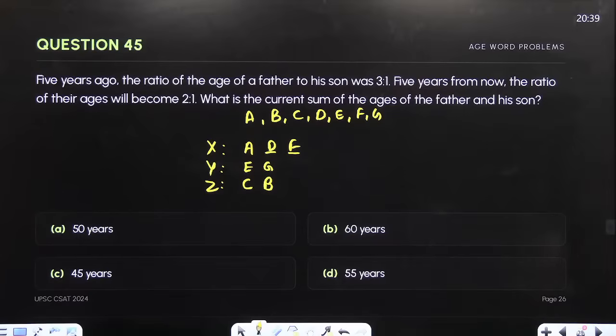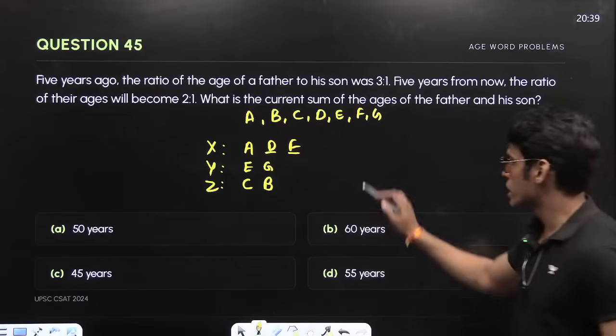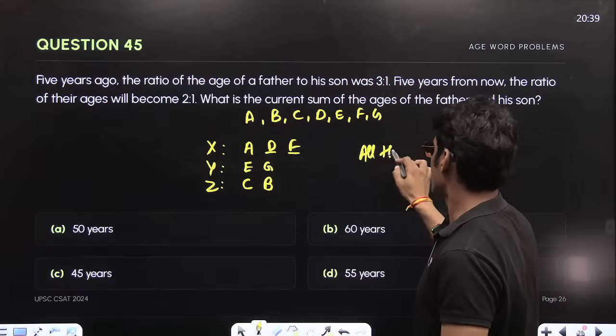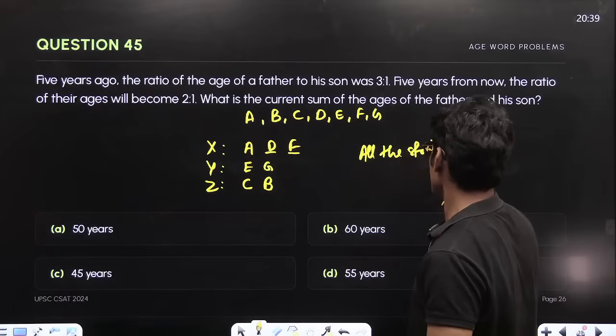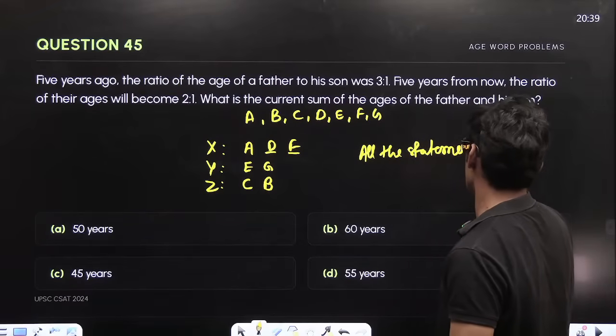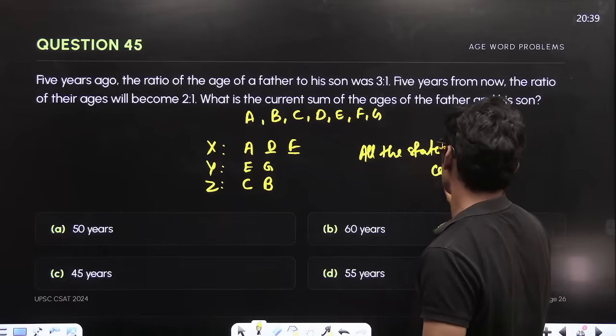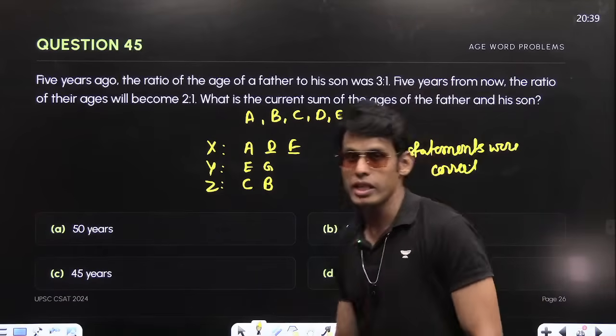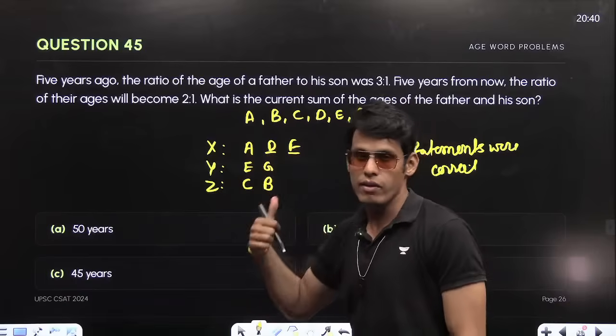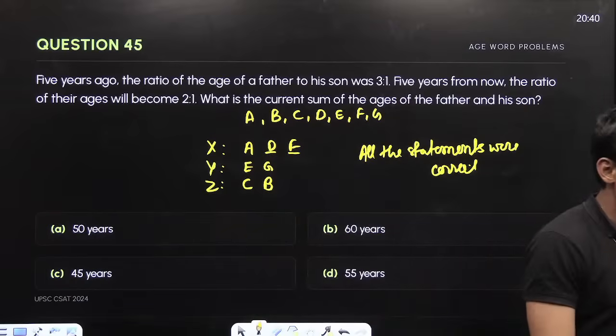No, see, it was written D travels with F, and then only C travels with B. So all the statements were correct. Right? All the statements were correct. Because it was written B travels with C, B is traveling with C, D travels with F, this is also correct. Right? All the statements are correct.